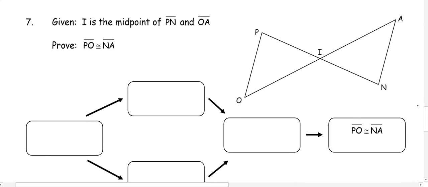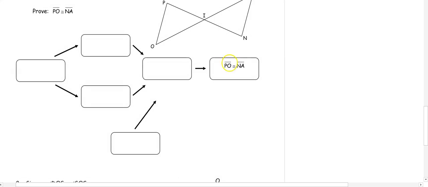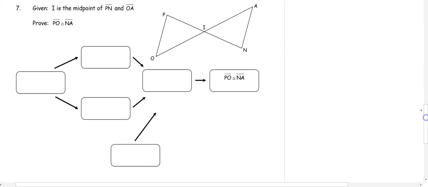Number 7, this is now a flow proof, and we're doing the same thing. Notice with the flow proof, our last statement is still that proof statement over here. So I is the midpoint of PN and of OA. In this case, we need to write down the same box, and then we're going to split into two steps to show each of these things are congruent. The other thing we can also mark in our triangle is that vertical angles are congruent. So all the way to the left over here, we're going to give our given statement because it has to break into one more step each.